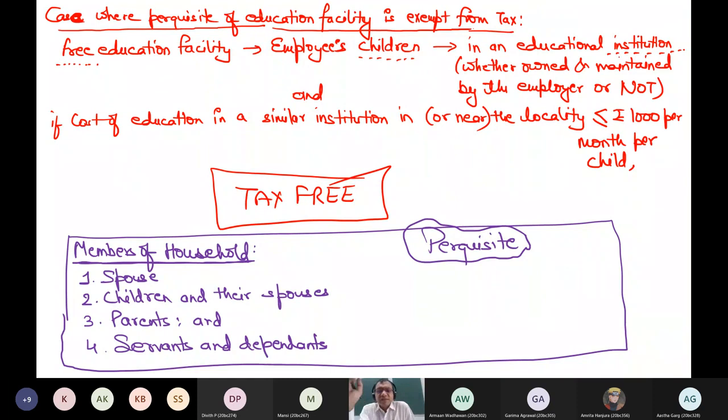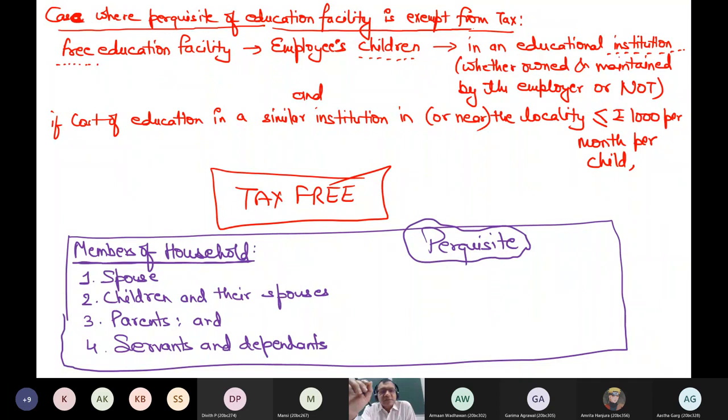But as far as exemption is concerned, the Act says that whenever you compute any taxable value of perquisite, and if it is provided to members of household also, this is the definition of members of household. Suppose Mr. X is the employee, then who are the members of household? Mrs. X, Mr. X's children and their spouses, Mr. X's parents, and Mr. X's servants and dependents. That's it. This is the meaning of members of household for the purpose of perquisite.